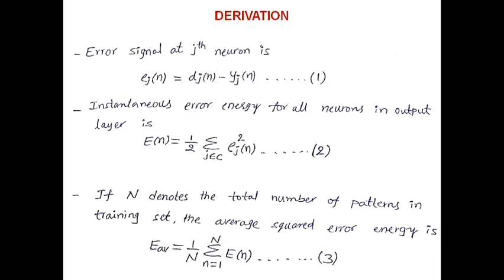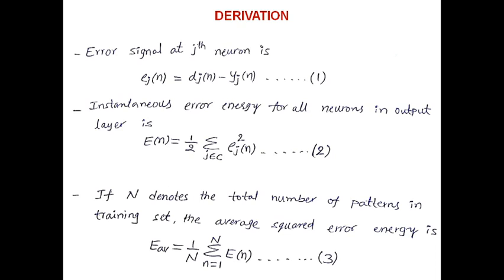Differentiate on both the left and right side, then you will get Ej of n. That error needs to be equal to 0. So that's why we have taken the error energy as half summation j belongs to C. Here C is nothing but some set, and in that set j should be there. So the jth neuron. If it is the kth neuron, then the kth neuron also belongs to C, like that. But here we have taken only the jth neuron, that's why j belongs to C, the output set neuron. And Ej square of n is the error energy signal.